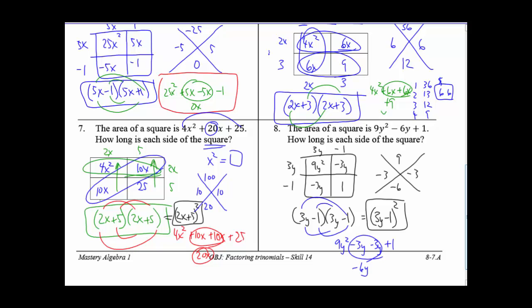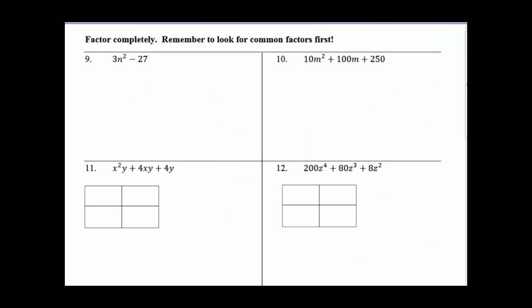All right, welcome back. Number 8. Again, when we had the area of a square, 9y squared minus 6y plus 1, when we factor those out, you get both sides equal to 3y minus 1. All right, flip over the page. All right, the rest of them, we're going to do a couple and then turn you loose.